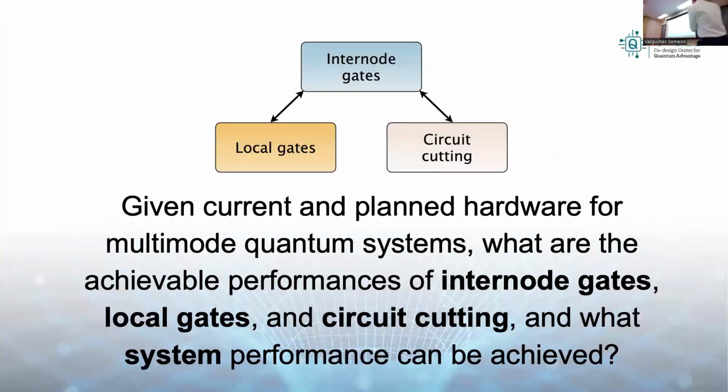So just to really focus on that right here, and I want to emphasize this: given current planned hardware, what are we going to do here in terms of internode gates, and how does that trade off with local gates or circuit cutting? So I will tell you all about how these multi-node systems are designed and how to get these answers. But does that kind of make sense to everybody? This is a good point. If I haven't set up the question in a way that feels familiar to you yet, this would be a wonderful time for a question.